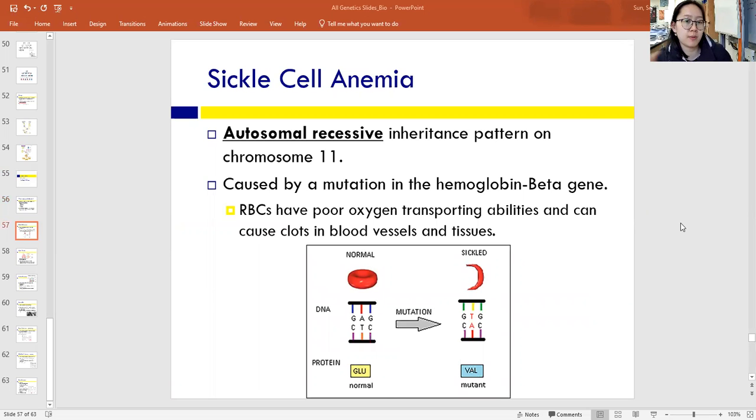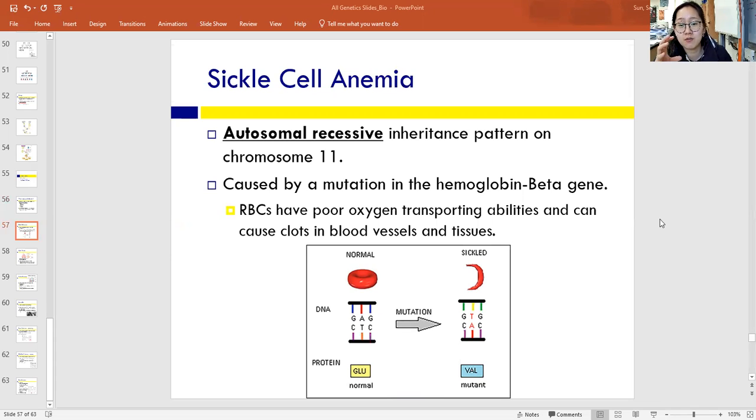So a common one that you might have already heard about is sickle cell anemia. And it is an autosomal recessive. It's autosomal, which means that it's going to be on chromosome 1 through 22. And in fact, it is found on chromosome 11. It's caused by a mutation in the hemoglobin beta gene. So basically, red blood cells, when they have this mutation, they have poor oxygen transporting abilities because the hemoglobin's all messed up. And that's usually what attracts the oxygen in your blood.